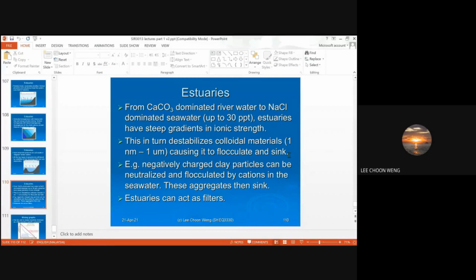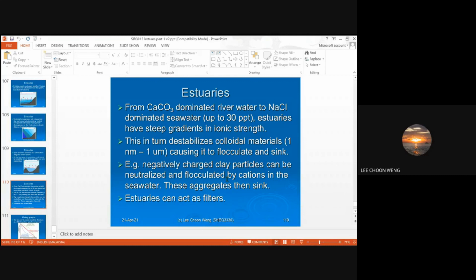Okay, estuaries go from the river to the sea. So from a calcium carbonate dominated river water to a sodium chloride dominated seawater, where the salinity can be up to 30 parts per thousand. So estuaries have steep gradients in ionic strength. Okay, the main point here is that when water flows from the river to the sea, the ionic strength of the water changes tremendously. That causes a lot of colloidal material to flocculate and sink.